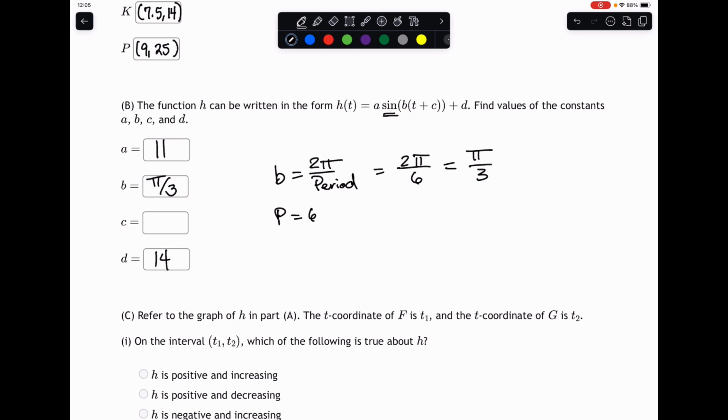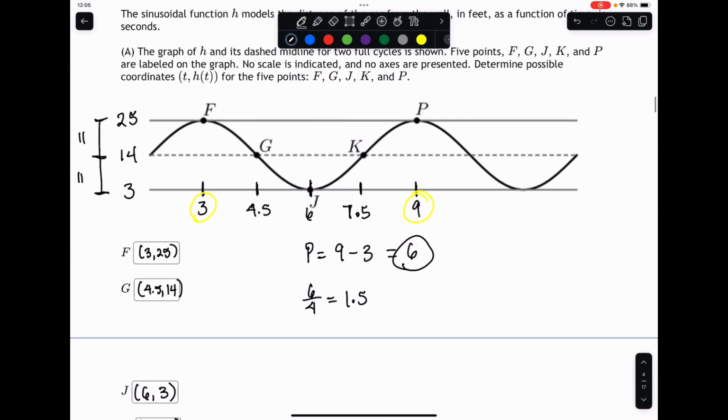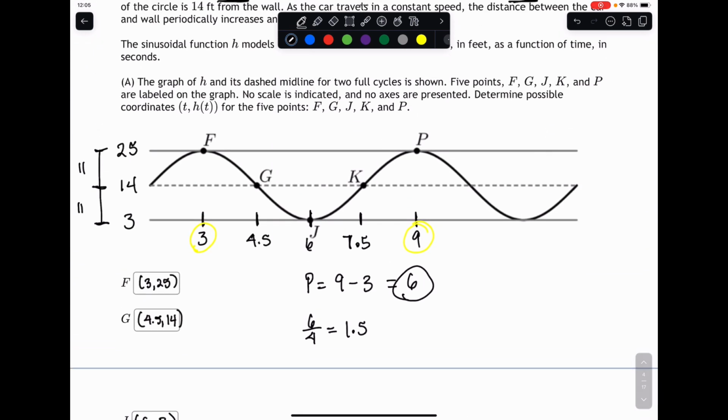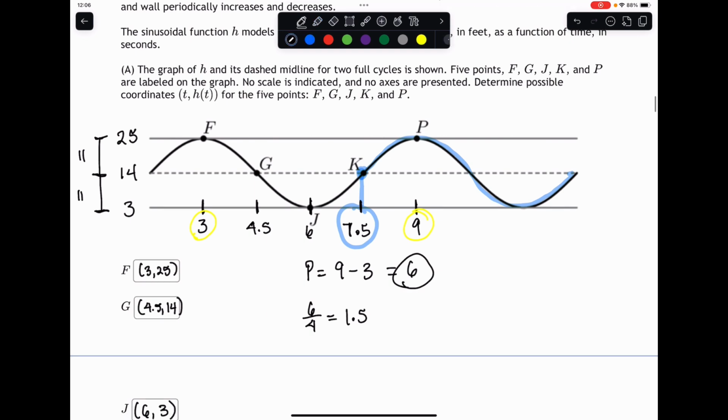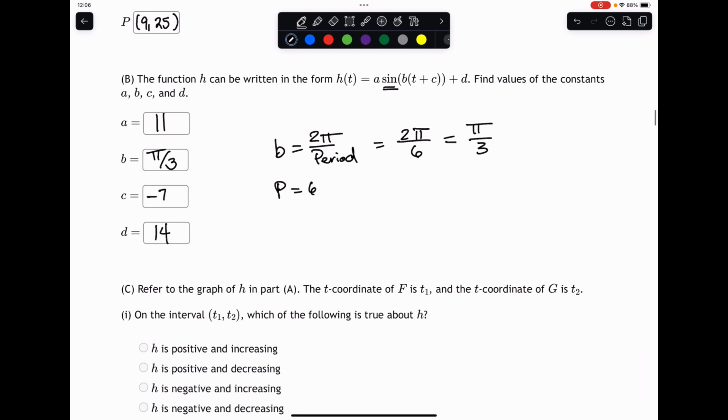Now for part C, we want to create a cycle of sine. Similar to the last example, there are 2 places where I can create the sine cycle, either starting here and creating 1 cycle there, or starting better at K and creating 1 cycle of sine from there. So using K, which has an x value of 7.5, we would have to move this 7.5 to the right, meaning that the value of C would have to be negative 7.5. So there's your other point by getting these 2 parts correct.